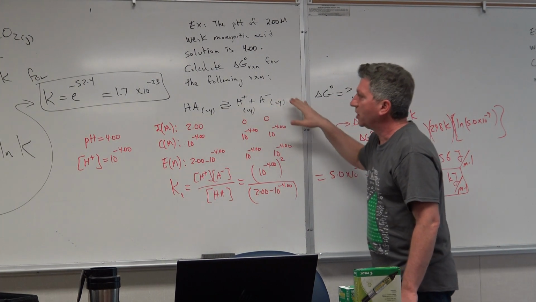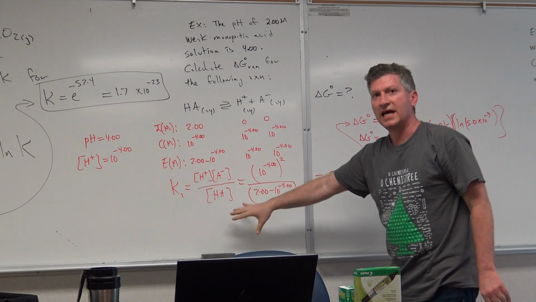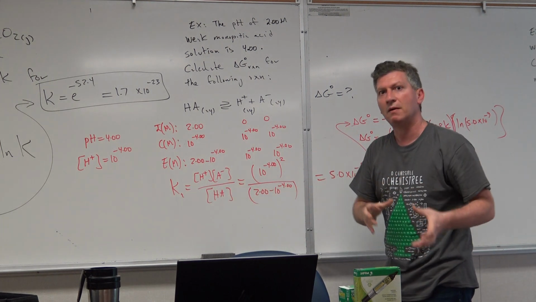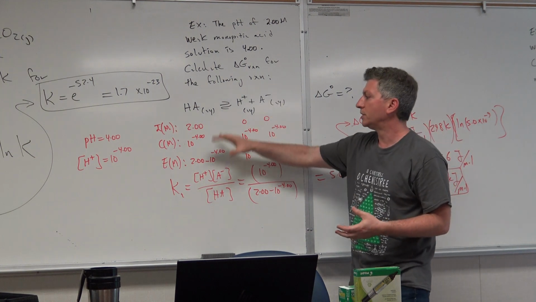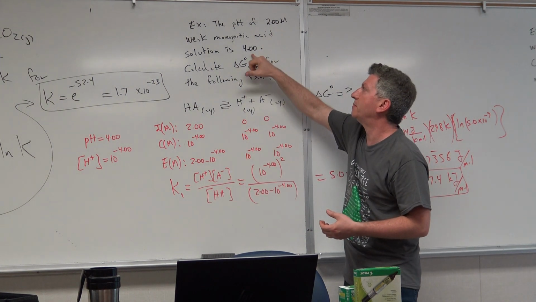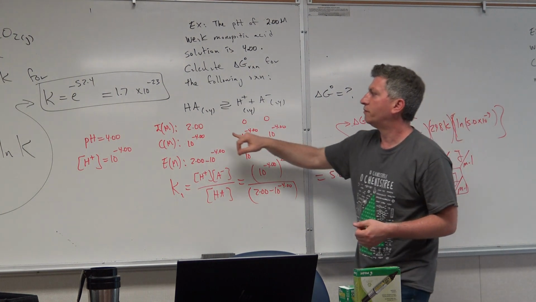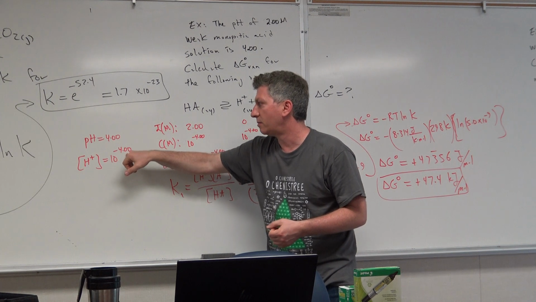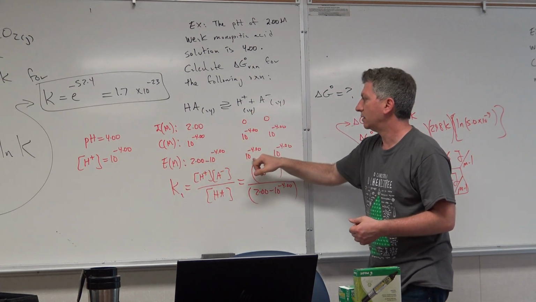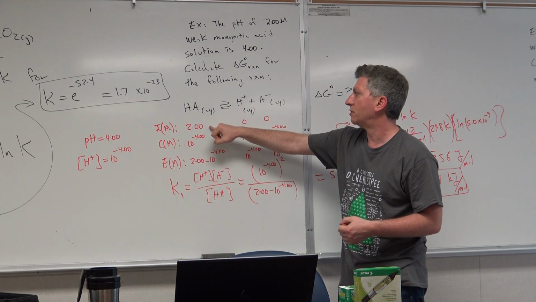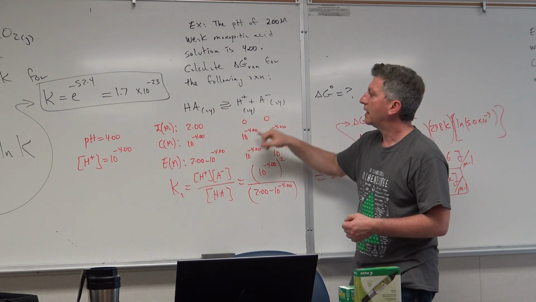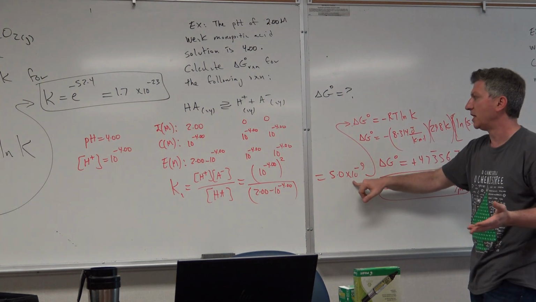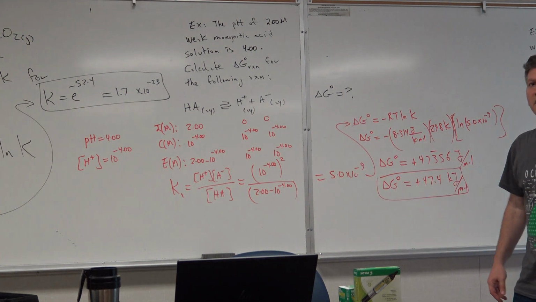You set up the ICE box like before, and you calculate the K. So this is basically relating exam 3 material to exam 1. So in exam 1, you learned to calculate the Ka if the molarity and the pH were given. So from the pH, you can calculate the equilibrium concentration of hydrogen is 10 to the power minus 4. So that's the equilibrium concentration of hydrogen. You have the initial concentration of the acid and the hydrogen and the anion. And so then you set up the ICE box and you calculate the Ka, which comes out to be 5 times 10 to the power minus 9. So Ka is very small.